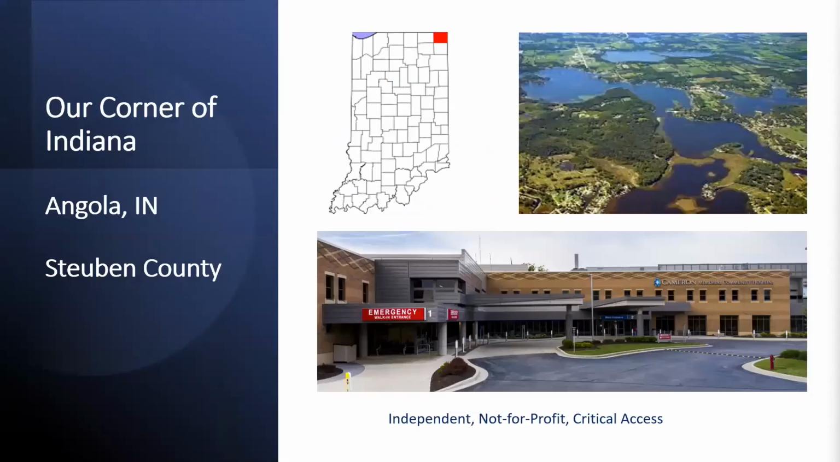So before we get started, I just wanted to share where we're located, and we're in the northeast corner of the state and in Steuben County. Steuben's known for having 101 natural lakes, and I just think it's a beautiful county to live in, work in, and so just really excited to share some of the work we're doing. We are a critical access hospital and independent. Next slide.